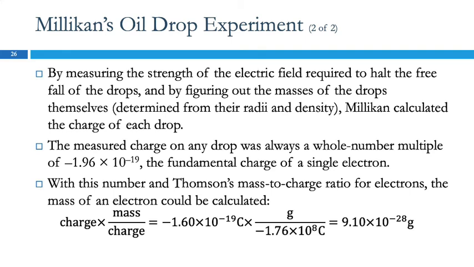So that's kind of what they said in the video. Measured the strength of the electric field needed to halt the fall, figuring out the masses of the drops. They could measure the radius and density of each drop, or they could also look at the terminal velocity. So you could calculate the charge. And all of those charges were whole number multiples of this number. So that's the charge on a single electron. And then knowing the ratio, they were able to calculate the mass. 9.1 times 10 to the minus 28 grams. You do not need to know either of these numbers.